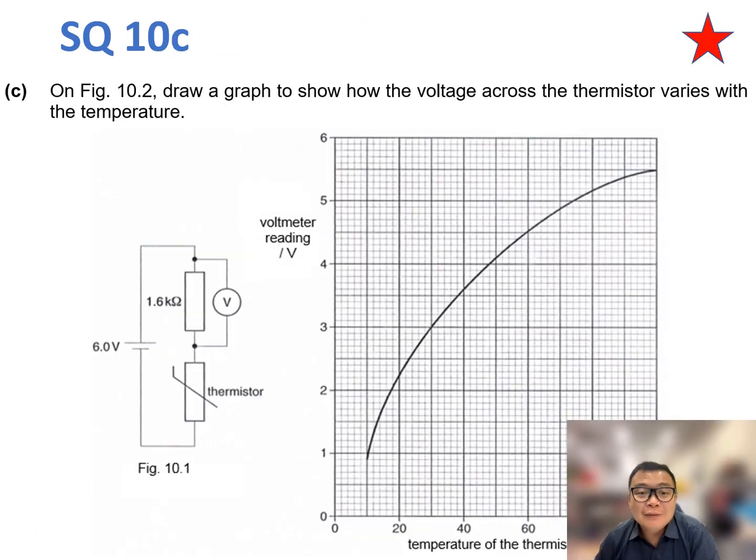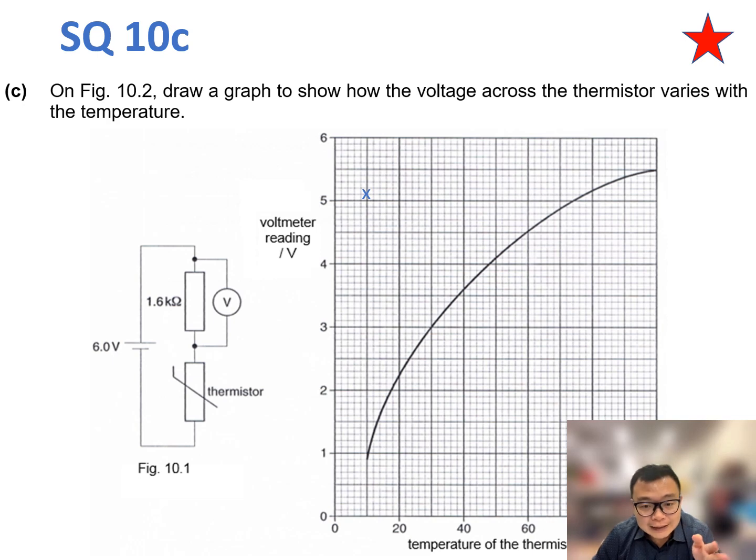In part C, we are to overlay the voltage across temperature graph of the thermistor. And the given graph to us is the voltage against temperature graph of the resistor. So the concept here is actually pretty simple. You have to recognize that the voltage of the thermistor plus the voltage of the resistor add together, that will be 6 volts, because these two items are connected side by side in series.